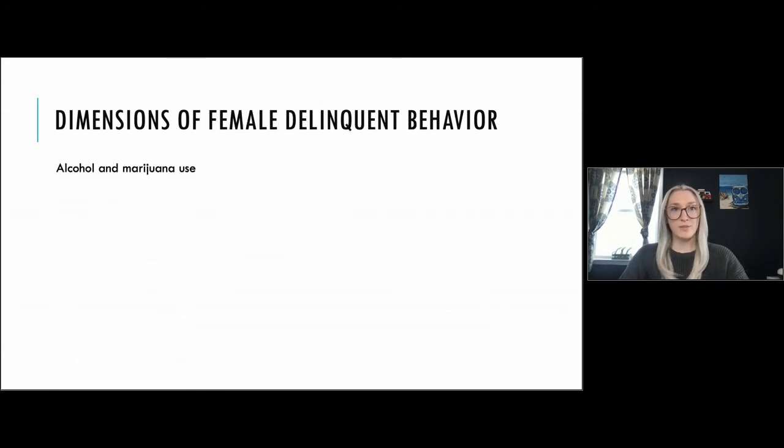So let's look at the dimensions of females' delinquent behavior. While males have greater access to drugs and use them at higher rates, females and males typically use alcohol and marijuana at the same rates. The consequences, however, for females engaging in delinquency and using drugs are much higher because they can become pregnant while they're addicted to drugs. Then you can have fetal issues due to that drug use.